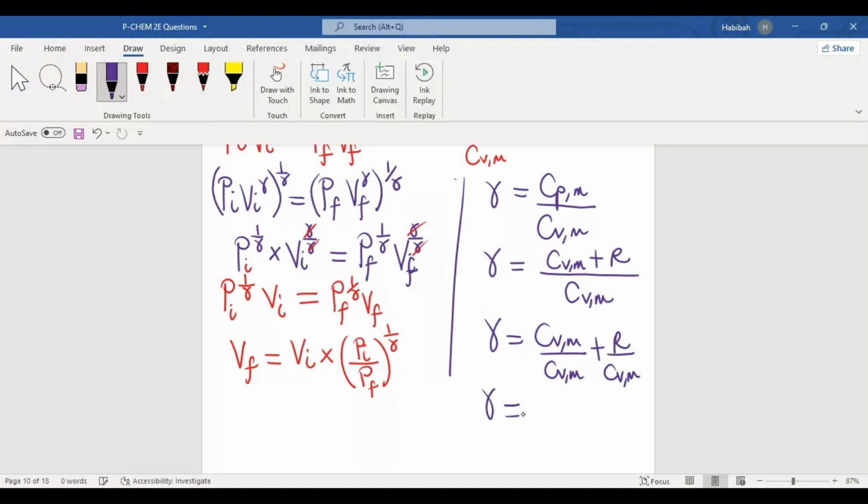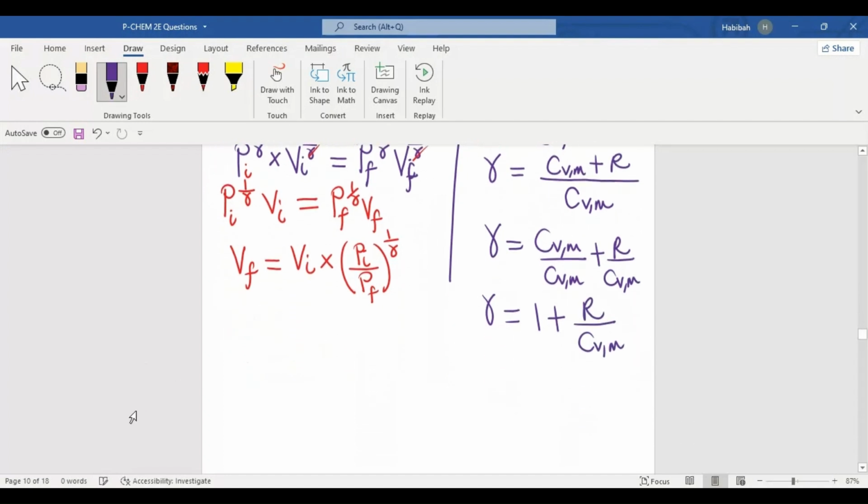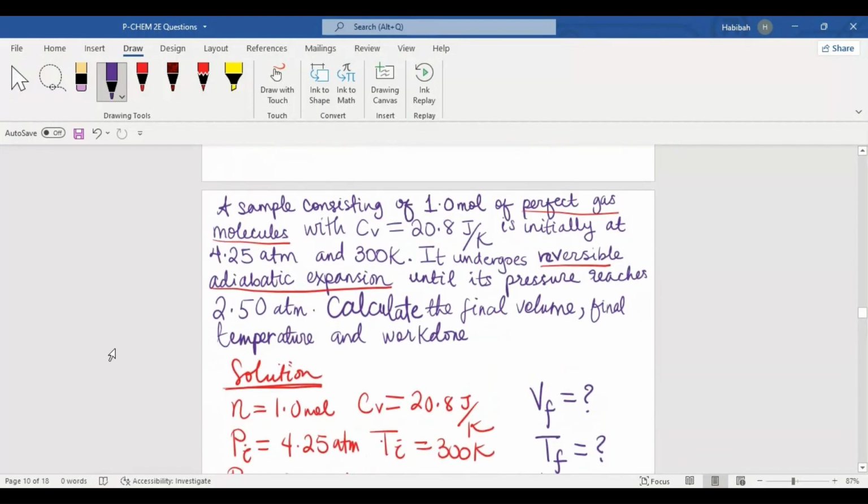So gamma ends up being 1 plus R divided by Cv,m. We don't need to stress this out further. We just know that gamma is the same thing as 1 plus 8.3145 joule per mole Kelvin, divided by whatever Cv,m is. Now you would know that we're only given Cv, right? We're not given Cv,m.